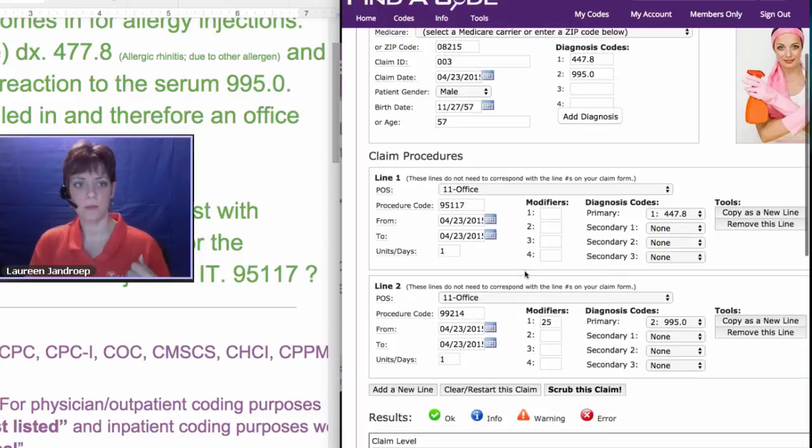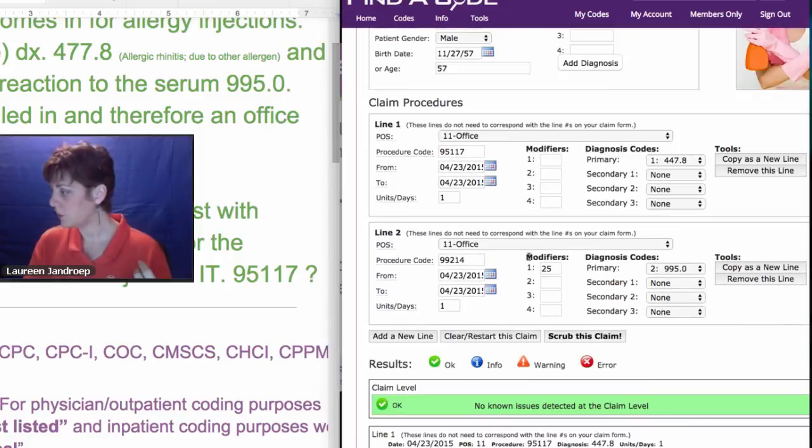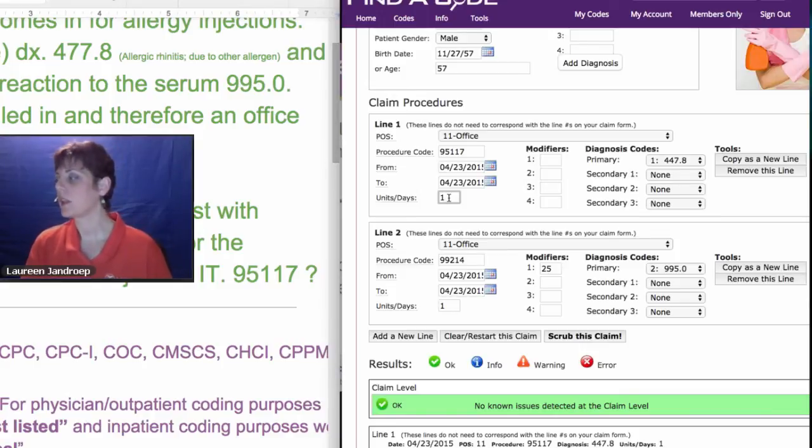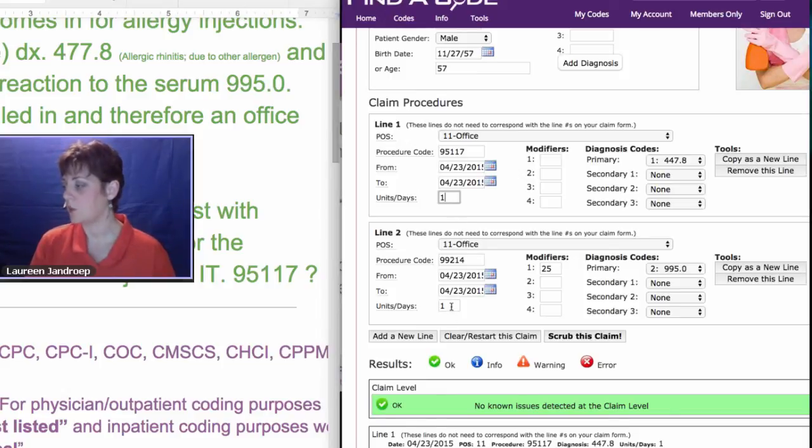Should the units have been 2? No, because there was only one unit of 95117. There was a question, and I'm actually going to be answering another question regarding allergy shots, but that just happens to be one where the CPT description says 2 or more shots, so that's why you only need 1 unit. 95115 is when you only give them 1 shot. Good question. And of course, there was only 1 E&M visit done, so you only have a unit of 1.